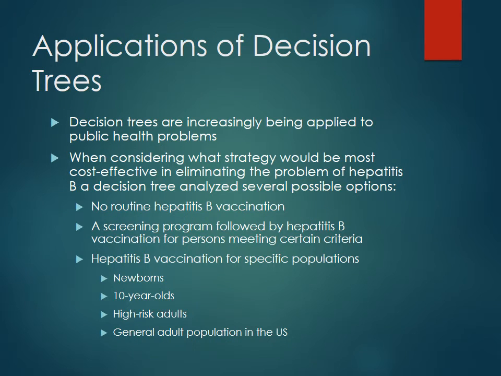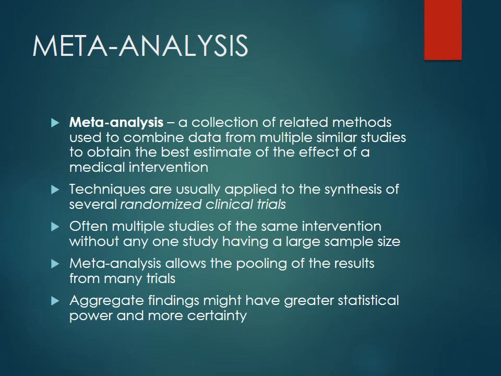So anyway, decision trees are increasingly being applied to public health problems as well, because when you're trying to decide health decisions for large populations of people, this can be very useful to make things consistent. If you're considering a strategy that would be most cost effective, say for eliminating a problem of hepatitis B, you could use a decision analysis tree to look at several options. One would be no routine hepatitis B vaccination. One would be a screening program followed by hepatitis B vaccination for people who meet certain criteria. And another would be hepatitis B vaccination for specific populations, looking at newborns, 10-year-olds, high-risk adults, and then the general adult population of the U.S. You might see those more often as you review the literature as you move forward in your career, so just keep an eye out for those.